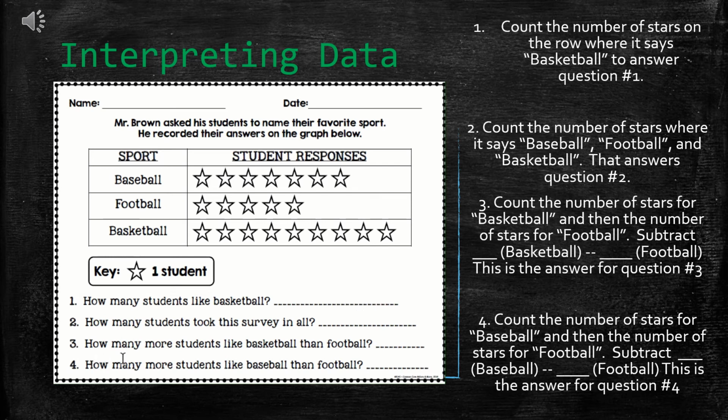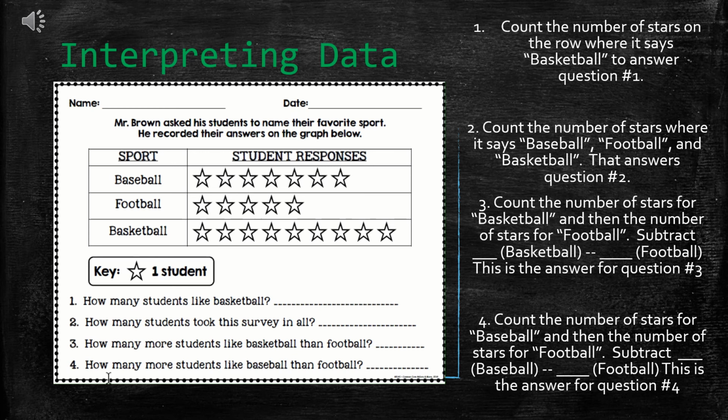Number 3, how many more students like basketball than football? Well, we said earlier that there are more students that like basketball, and I remember there were 9 stars here. So I'm going to subtract 9 and the number that like football, which is 5. So 9 minus 5 equals 4. So I would write 4 on the line here.